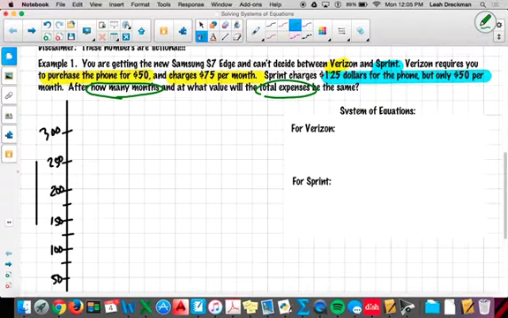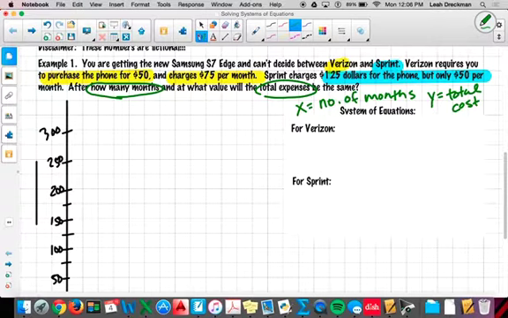So I'm going to say that my X, or my independent value, is number of months. And I'm going to say that my Y, when I graph, will be my total cost. Total cost.